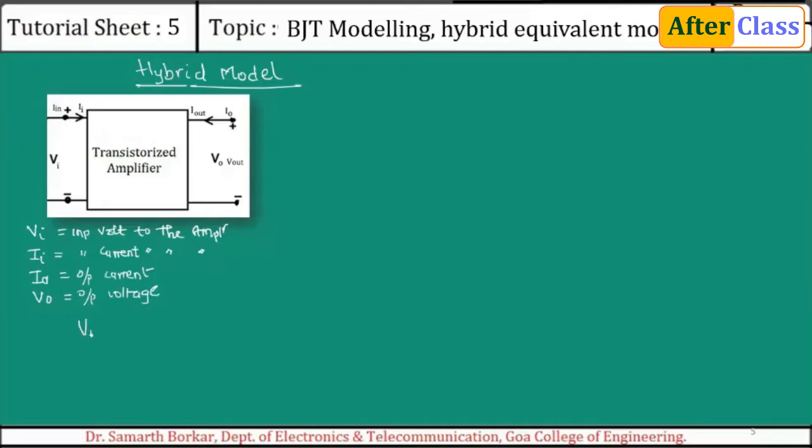Vi is a function of Ii and V0, and I0 is a function of Ii. Now what does it mean here? This input current Ii and the output voltage V0 are independent variables. Why? Because the transistor is a current control device. Output voltage depends upon the input current.